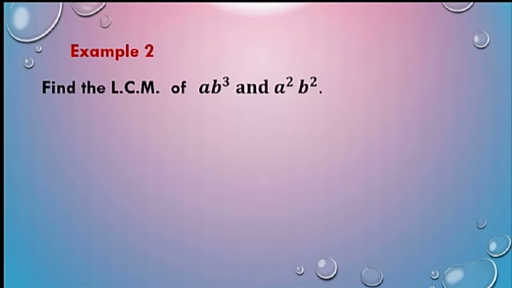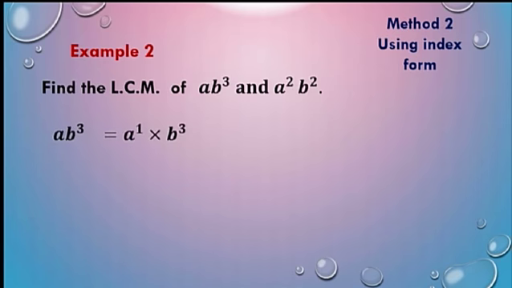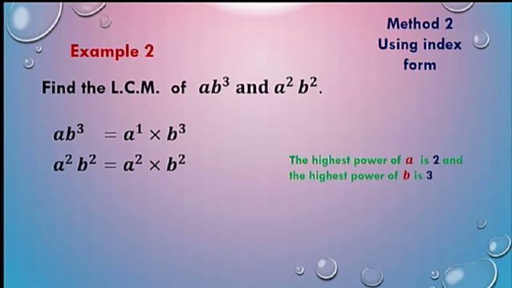Concerning the second method, for AB to the power of 3 and A square B square, we're going to write these two algebraic terms in index form. So AB to the cube is the same as A power 1 times B power 3. A square B square is equal to A square times B square. We're going to take one term from each column. Remember that we need to take the term with the highest power. The highest power of A here is 2 and the highest power of B is 3. So the LCM is A square B to the power of 3.